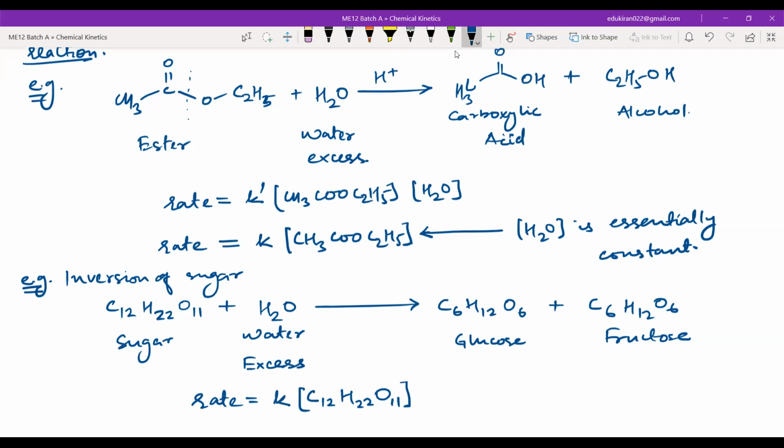But keep in mind the molecularity, the number of molecules that are taking part in the reaction, is 2. So molecularity is 2, but the order is 1. This is the true rate, right? Order is 1.